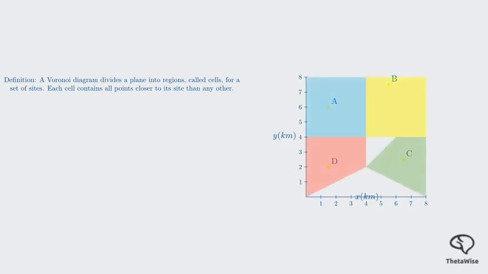Here's the Voronoi diagram for our fire stations. We can see 4 distinct cells, each colored differently and containing one station. Any point inside the yellow region is closest to station B. Any point inside the green region is closest to station C.